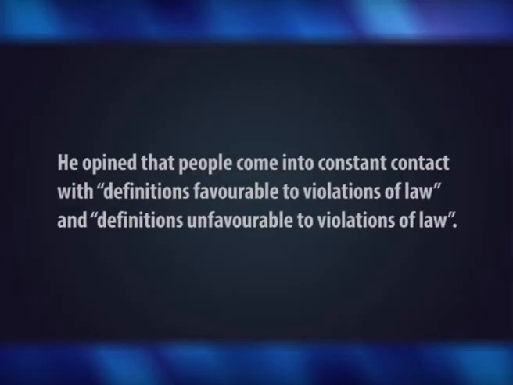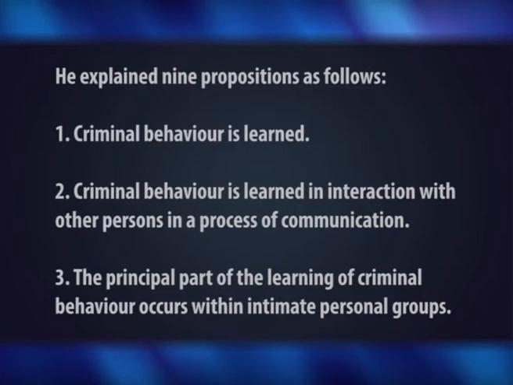He opined that people come into constant contact with definitions favorable to violations of law and definitions unfavorable to violations of law. The ratio of these definitions, criminal to non-criminal, determines whether a person will engage in criminal behavior. He explained nine propositions as follows. First, criminal behavior is learned. Next, criminal behavior is learned in interaction with other persons in a process of communication. Third, the principal part of the learning of criminal behavior occurs within intimate personal groups.